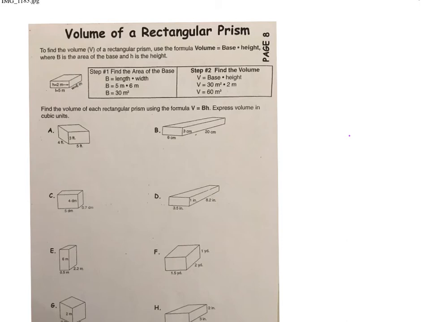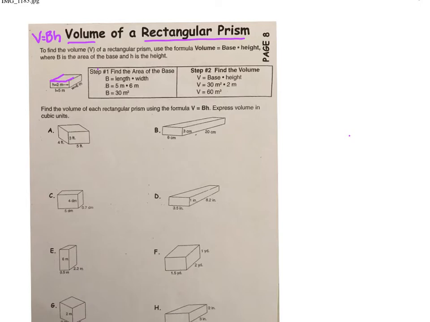Welcome to page 8 of your volume packet. On this page, we're going to be calculating the volume of a rectangular prism. Several of them, actually. We know that the most basic formula for volume of a prism is V equals big B times H. But in this particular case, all of our base shapes are going to be rectangles.